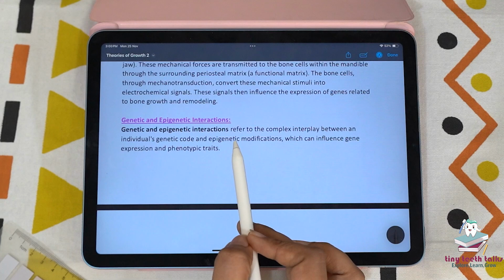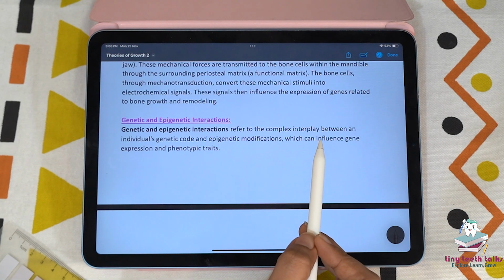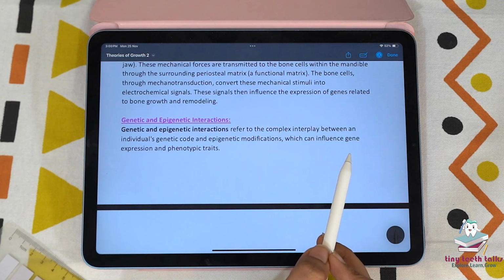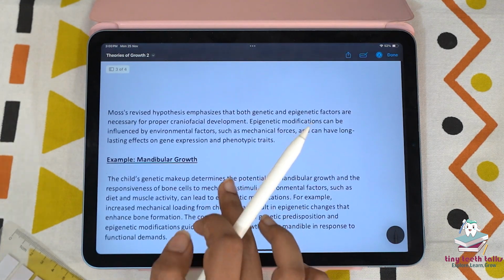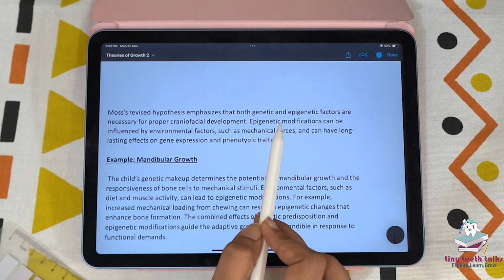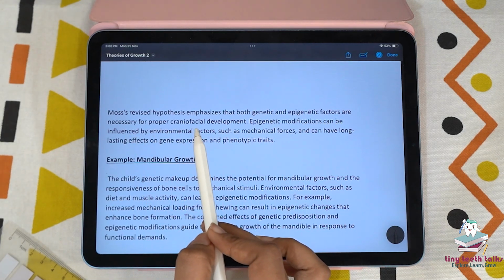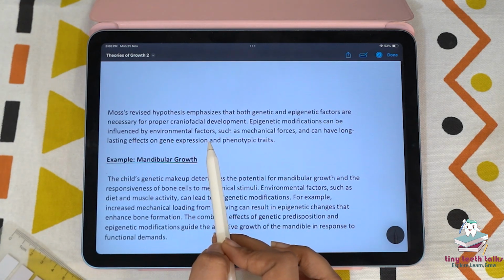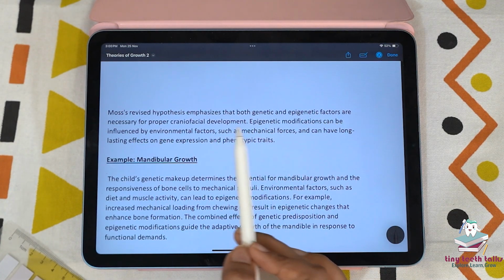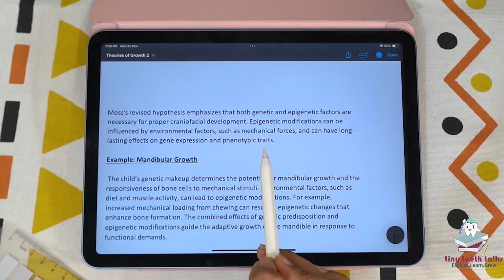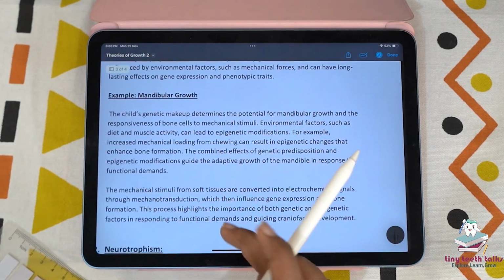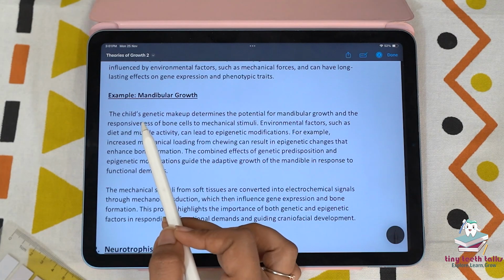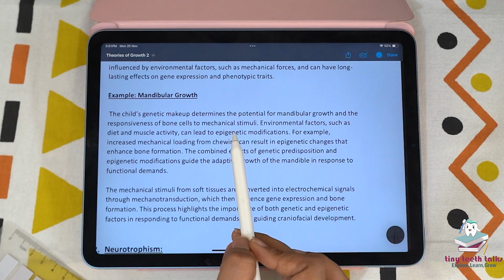So these genetic and epigenetic interactions refer to the complex interplay between an individual's genetic code and epigenetic modifications, which can influence gene expression and phenotypic traits. Most revised hypotheses emphasize that both genetic and epigenetic factors are necessary for proper craniofacial development. Epigenetic modifications can be influenced by environmental factors such as mechanical forces and can have a long-lasting effect on gene expression and phenotypic traits. For example, the child's genetic makeup determines the potential for mandibular growth and responsiveness of bone cells to mechanical stimuli.